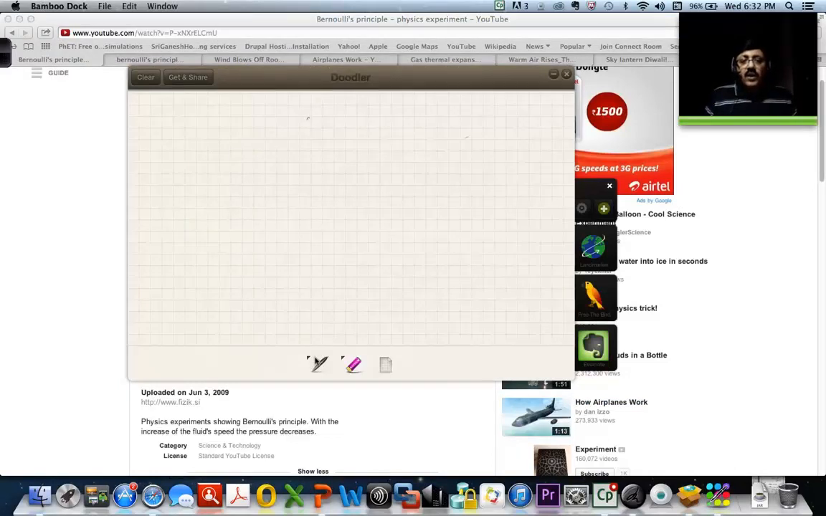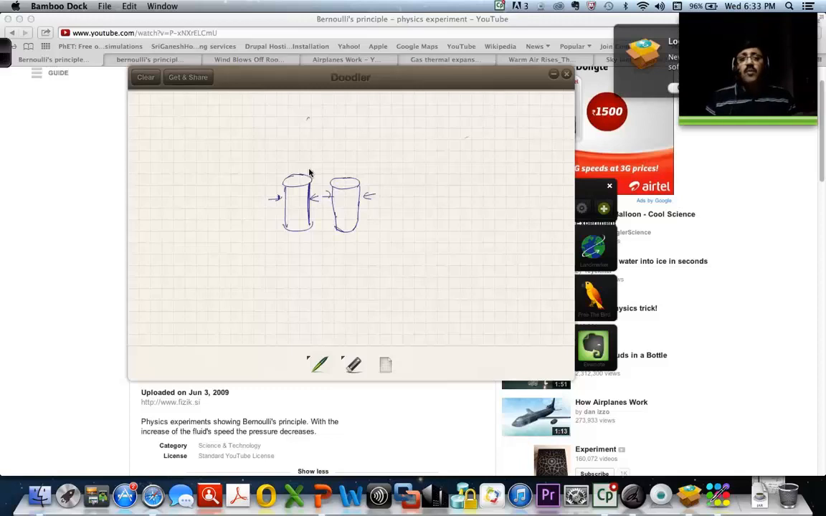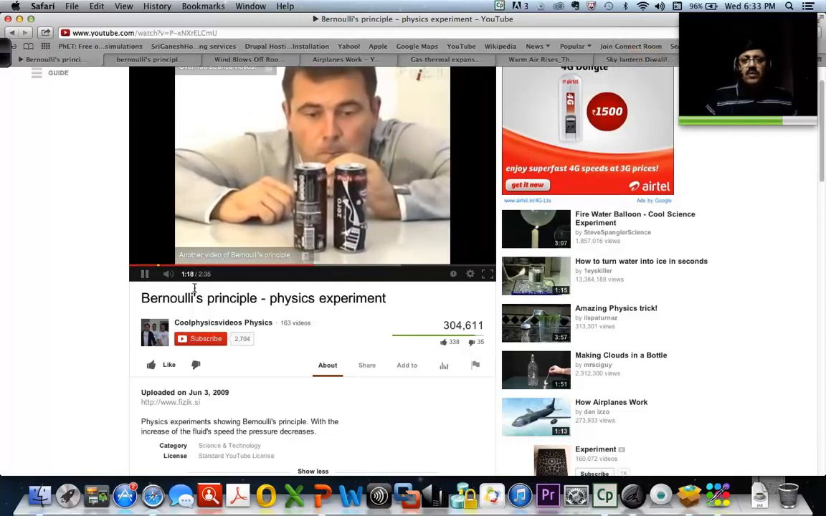Before he blows, there are two cans here, one can like that, and another can like that. What is happening? There's atmospheric pressure here, atmospheric pressure here, atmospheric pressure here, atmospheric pressure here. Everywhere there's atmospheric pressure. So since atmospheric pressure is the same on both sides, it's not moving, everything is fine, right? You agree? Fine.